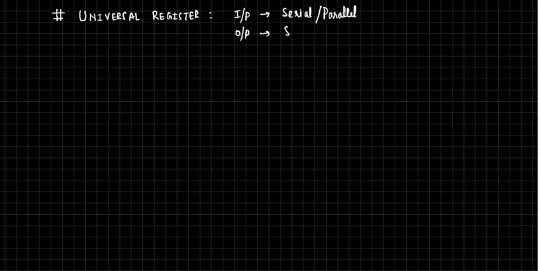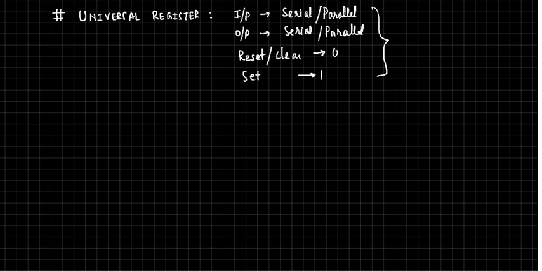So a universal register is one which satisfies all the requirements. Input is serial or parallel, output is serial or parallel, and also there is an option to reset or clear or set, make it 0 or make it 1. If it satisfies all these requirements, it's called a universal register.